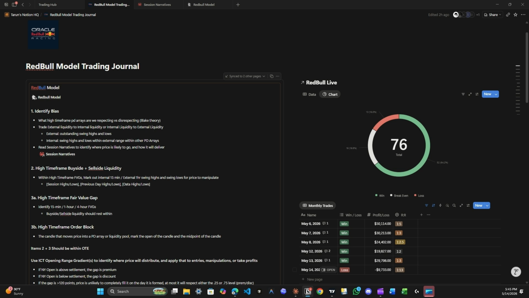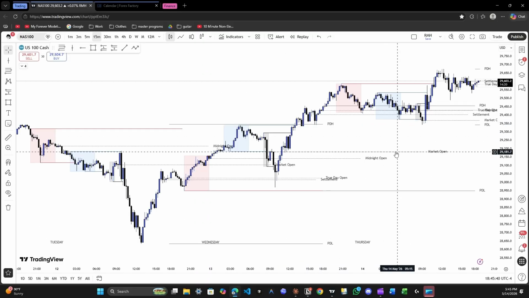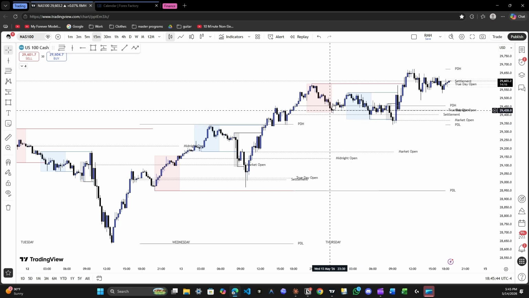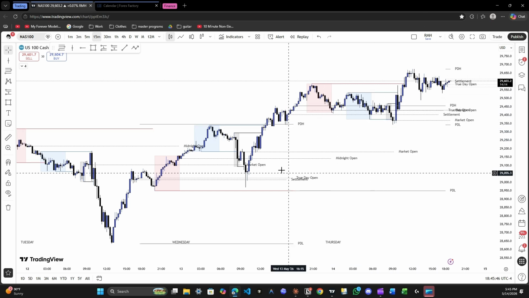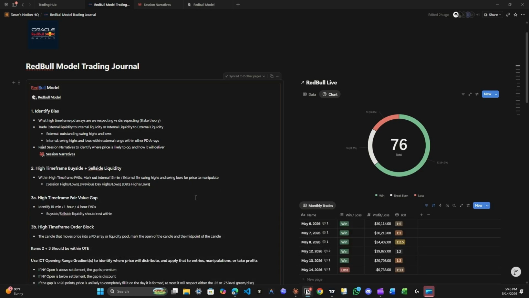Essentially, the sessions tell a story of price, and we can use these sessions to see what they're telling us and then predict where price will go based on what they show. I'll go over that later because it's a pretty complex topic.